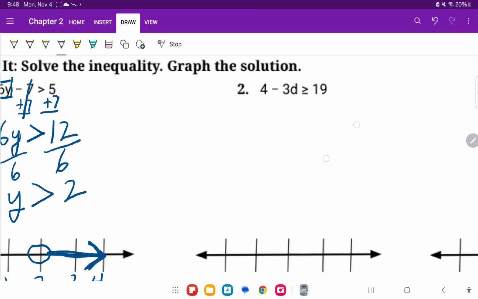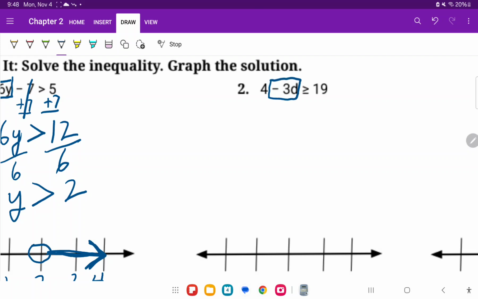Okay. All right, so now let's look at 3. All right, so this is the term with the d. So that's what we're trying to get by itself. So remember, there's no sign written. There's a positive in front of that, right? So the opposite of that is to subtract. So that will cancel. Bring down your negative 3d. Bring down your greater than or equal to. And then 19 minus 4 is 15.